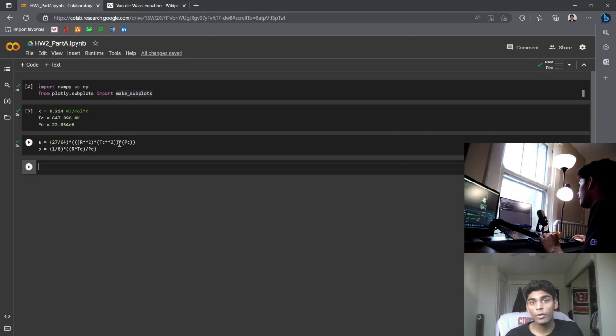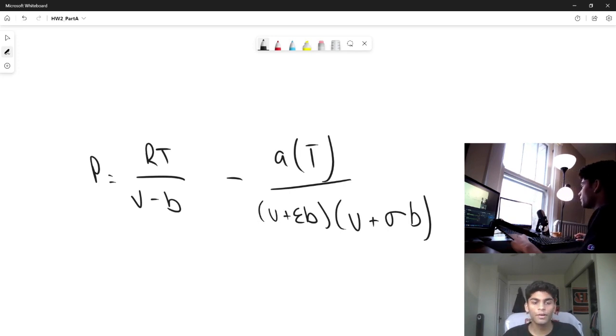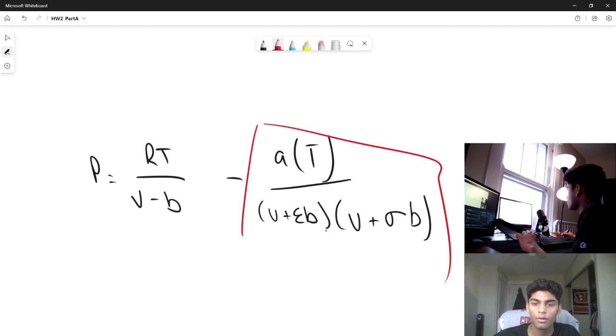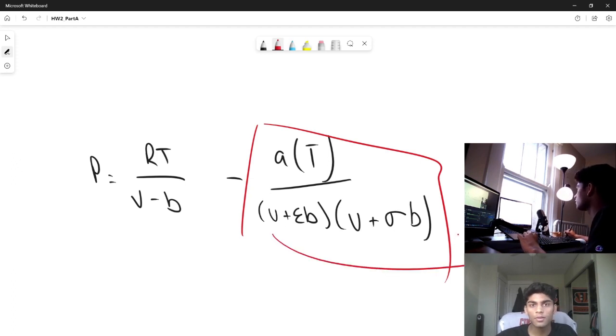And so now we have our A and B coefficients for our van der Waals equation of state. So right now, you might be looking at your screen and asking, what is that? Well, it sort of looks like the van der Waals equation of state, except there's a very key difference, and that is this part right here. And what we call this is the generic cubic equation of state.